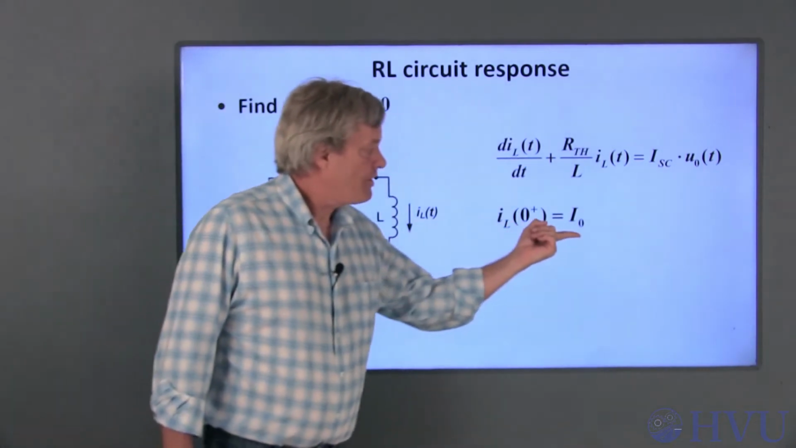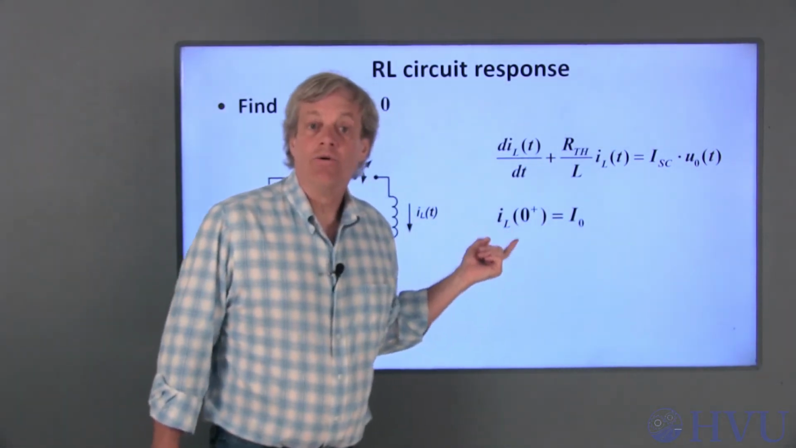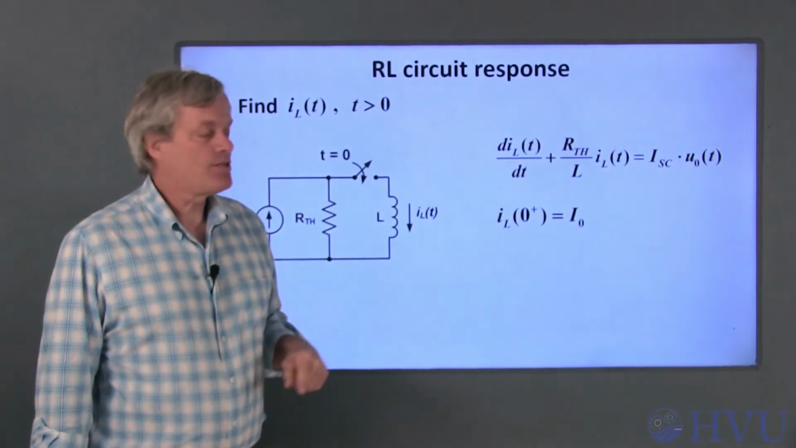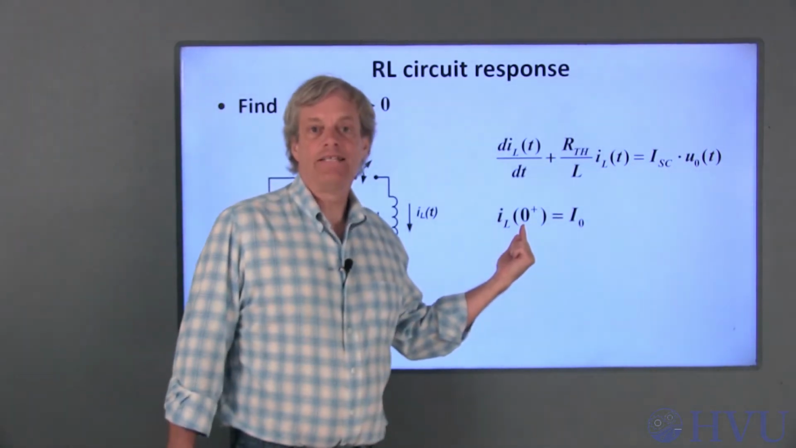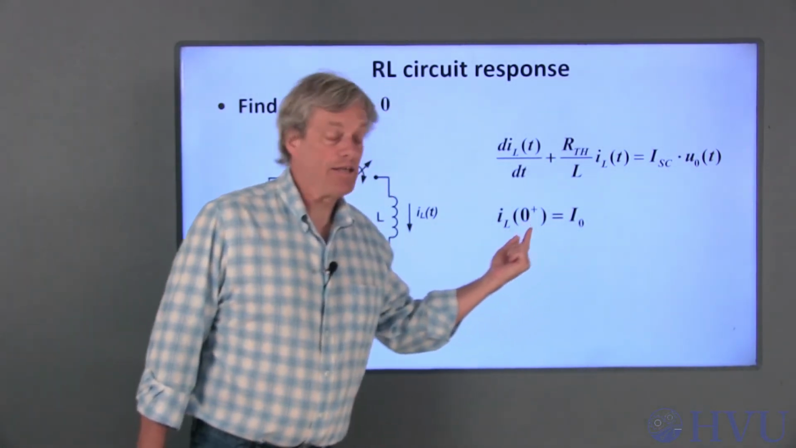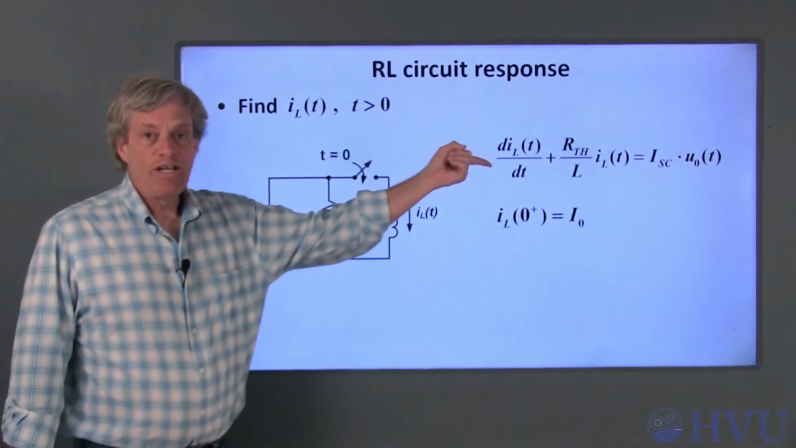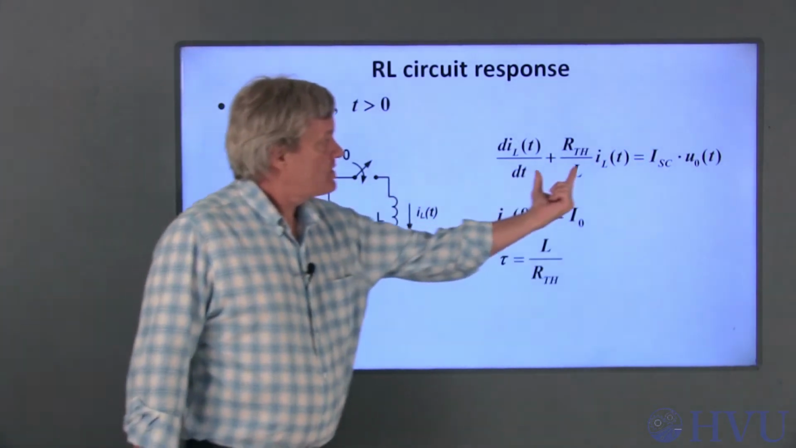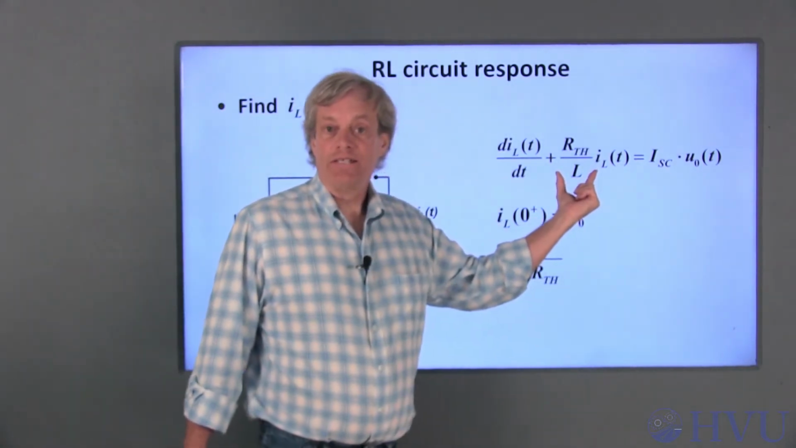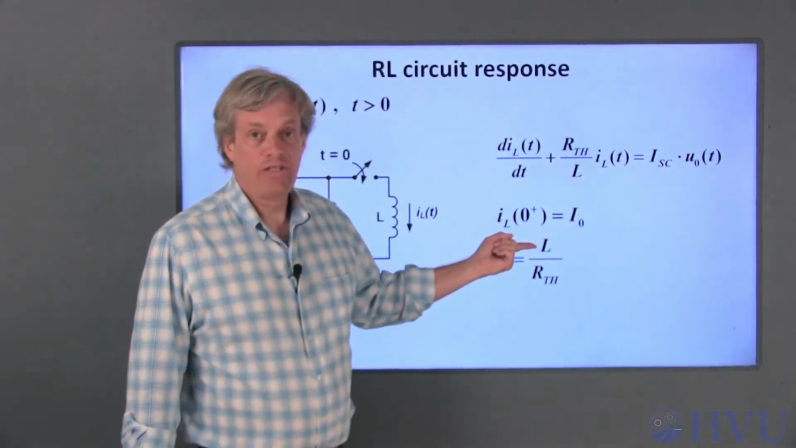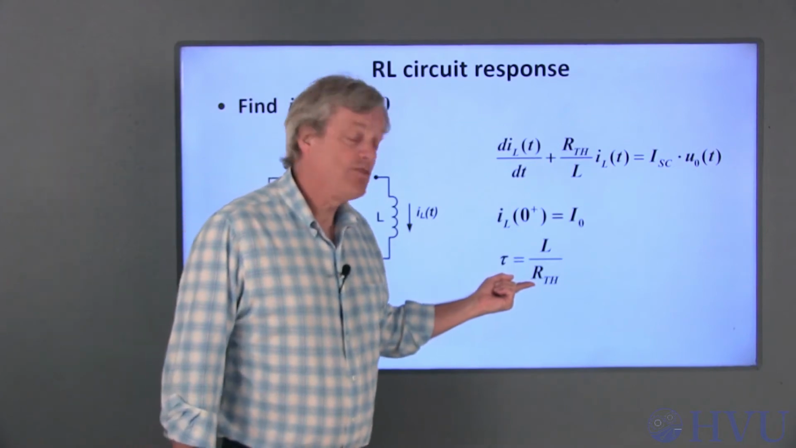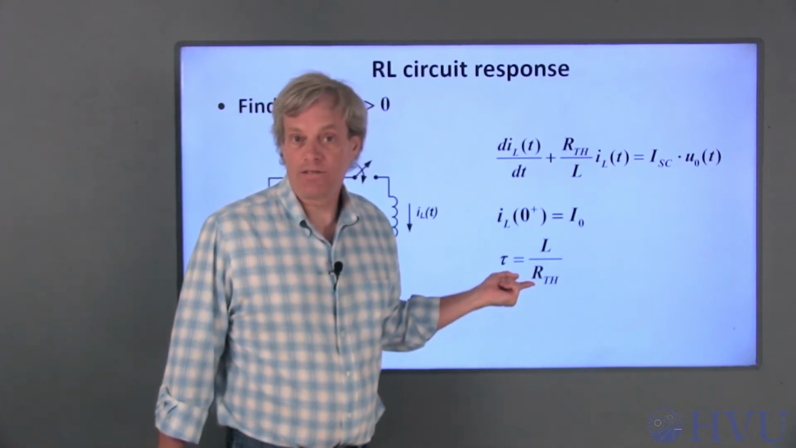The initial current through the inductor is I0. As with the previous RC circuit, the initial condition is defined at time t equal to 0 plus, just after the switch closes. With the differential equation in standard form, this term is 1 over the time constant tau. So tau is equal to the inductance divided by the Thevenin resistance seen by the inductor.